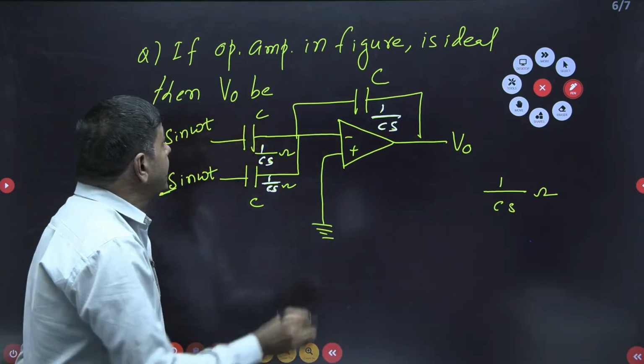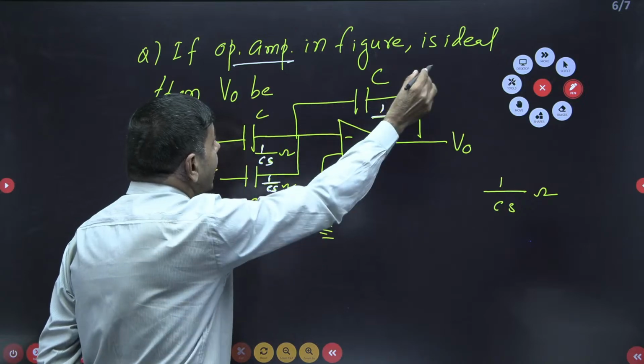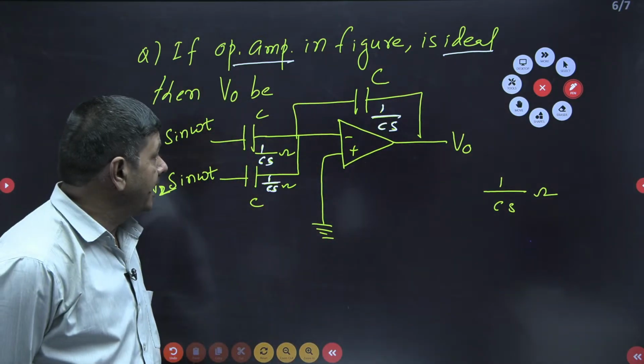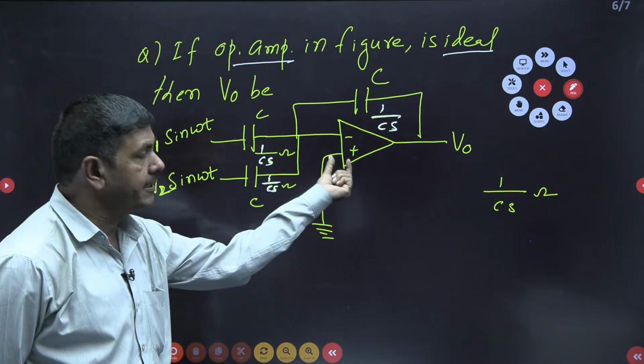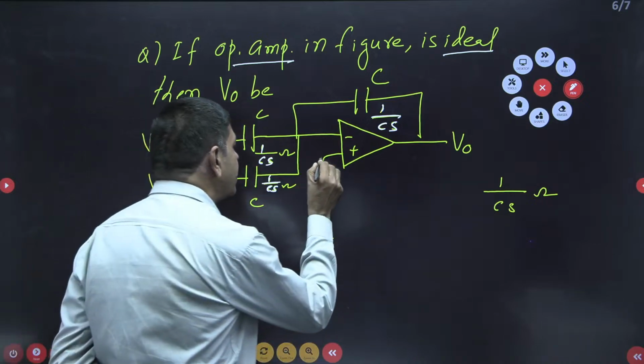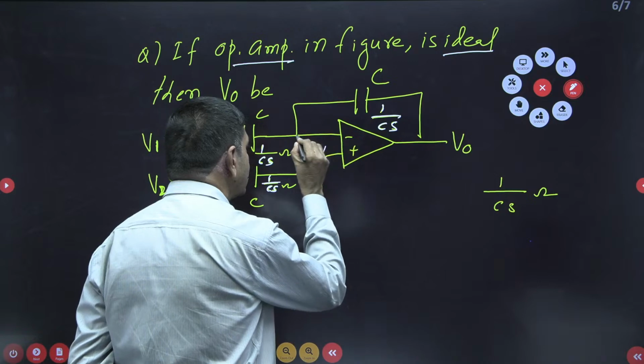But in the problem, it is clearly given that the op amp in the figure is ideal. If it is ideal, V plus and V minus are the same. What is the V plus value? This voltage is nothing but the 0 voltage. V minus is also the same voltage.